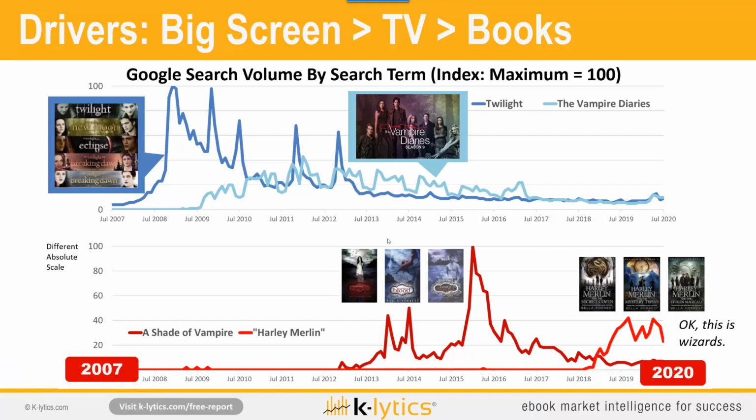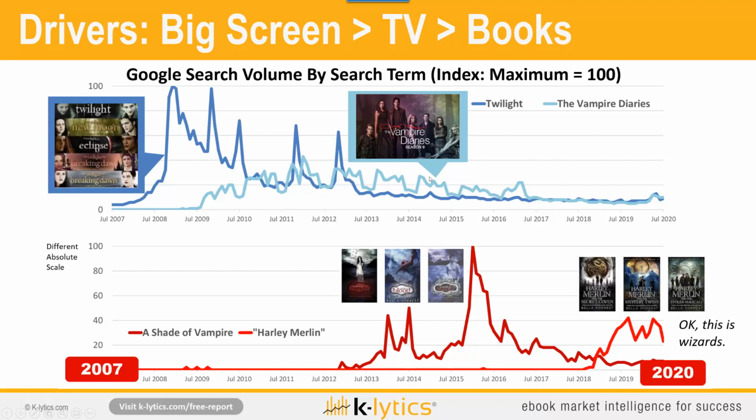My favorite example is vampire romance. Take the Twilight blockbuster movie. It goes all the way back to 2008. Then followed by The Vampire Diaries, and you see that the author Bella Forrest, a very famous author in the space, seems to have jumped onto the bandwagon when it's already gone. And her novel here, as expressed in the search interest on Google for A Shade of Vampire, comes in here, what's this year, 2013, 2014.